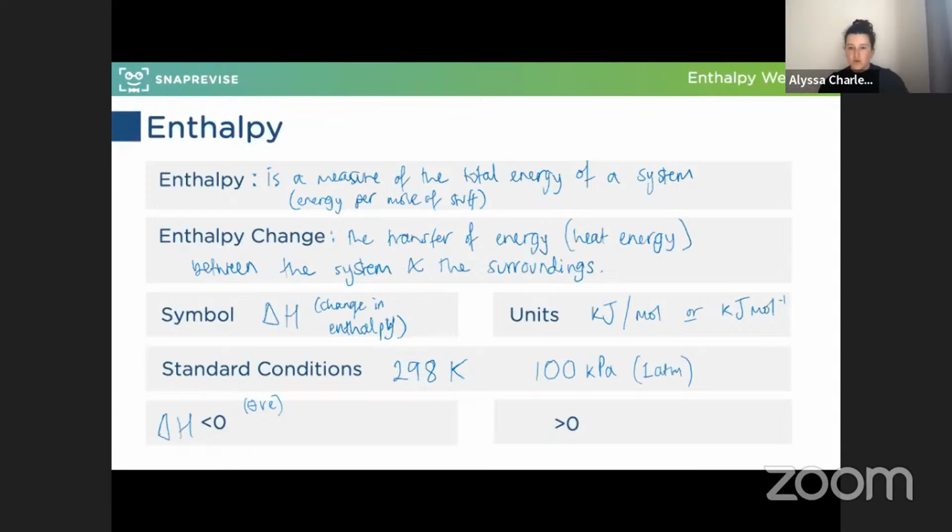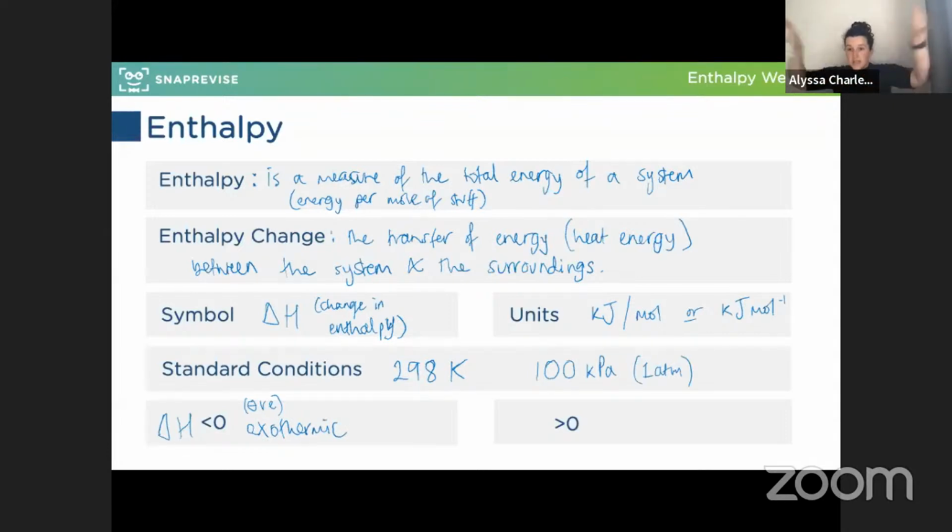So if you're not sure, you have to think about it in terms of the system. Like I said before, the system is the thing we're interested in. If the system is losing energy, so energy is exiting the system, then the system is going to decrease in energy. So its enthalpy change will be negative. So that is an exothermic process.